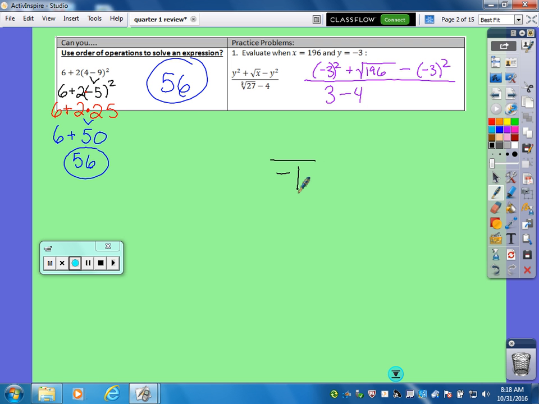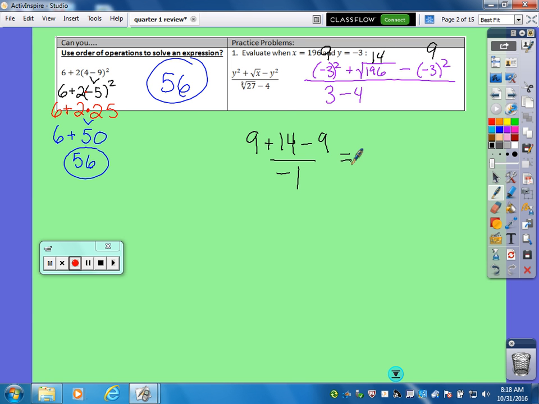So let's go back up to the top part. I'm going to do a little mental math and bring it down here. Negative 3 squared is negative 3 times negative 3, so positive 9. Same thing for over here. So far I've got 9 plus the square root of 196. That's your second key, and then your x squared key. That's 14. And then minus this 9 over here. So 9 plus 14 minus 9.